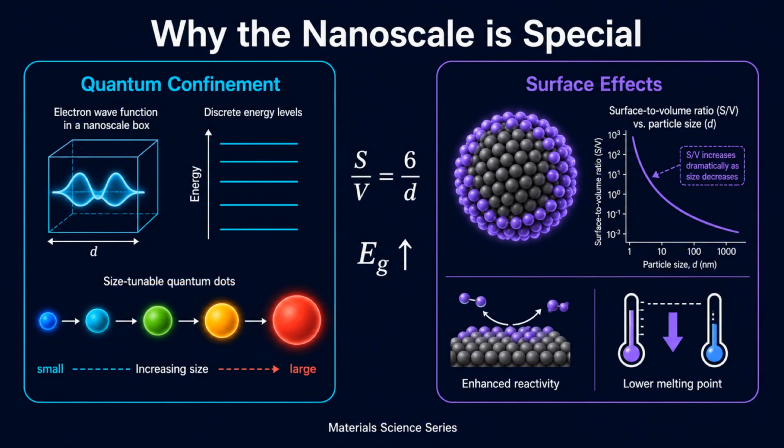Two fundamental phenomena make nanomaterials unique. First, quantum confinement. When a material's dimensions approach the de Broglie wavelength of electrons, typically a few nanometers, the electrons become confined like waves in a box. This quantizes their energy levels, leading to discrete states rather than continuous bands. The result is size-tunable optical and electronic properties.